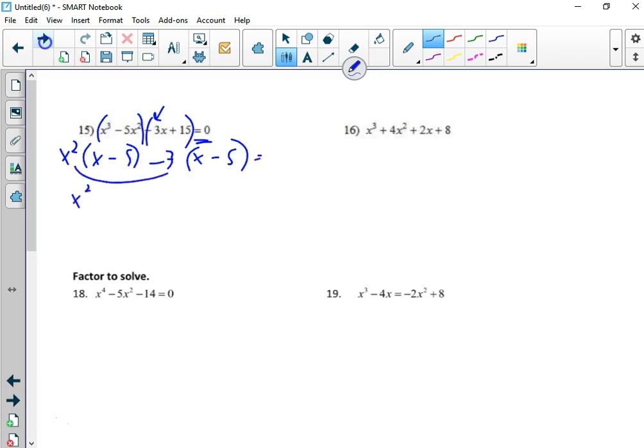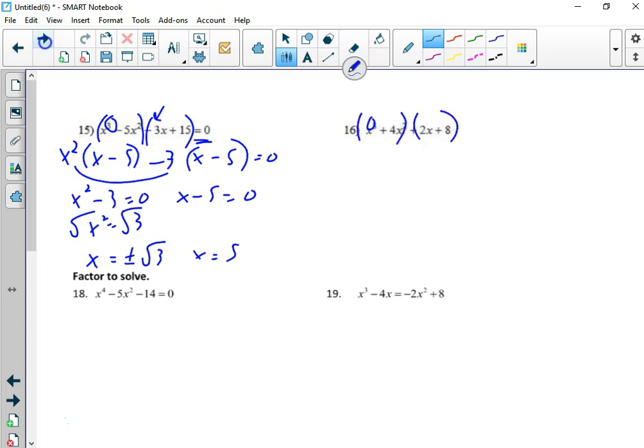X squared minus 3 equals 0, remember, this is equal to 0. X minus 5 equals 0. This is going to be x squared equals positive 3. Square root both sides. Plus or minus root 3. And then this is simply x equals 5. Also remember, when you're solving, the degree tells you how many answers you should have. You should have 3 answers. I want 3 answers here also.